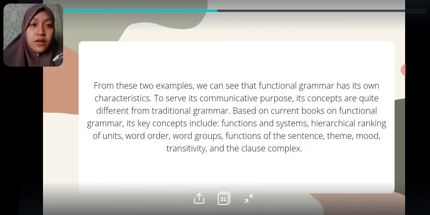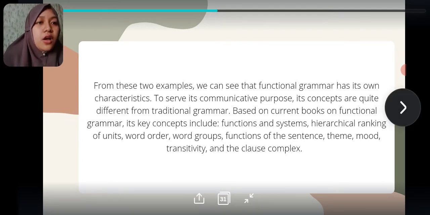Okay, from these 2 examples, we can see that functional grammar has its own characteristics. To serve communicative purposes, its concepts are quite different from traditional grammar. Based on current books of functional grammar, its key concepts include functions and system, hierarchical ranking of units, word order, word group, functions of the sentence, theme, mood, transitivity, and the clause complex.